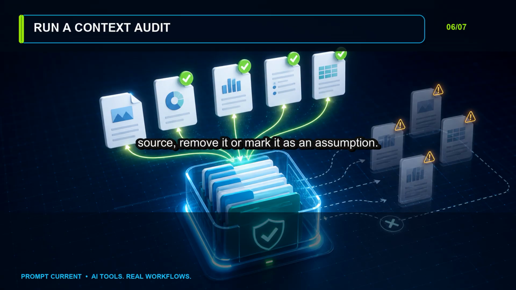If ChatGPT treats a draft as approved, correct the source status. If a fact has no source, remove it or mark it as an assumption. If an old decision is still active, update the decision log. This audit is faster than repairing a polished document built on the wrong premise.